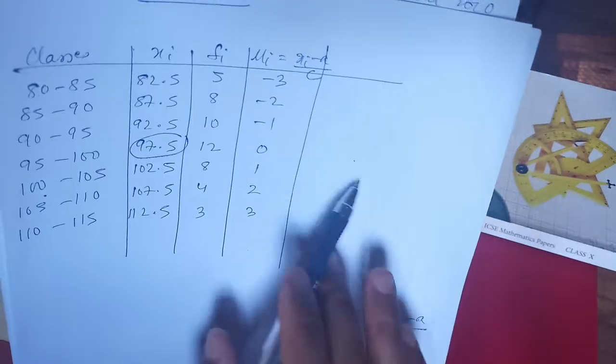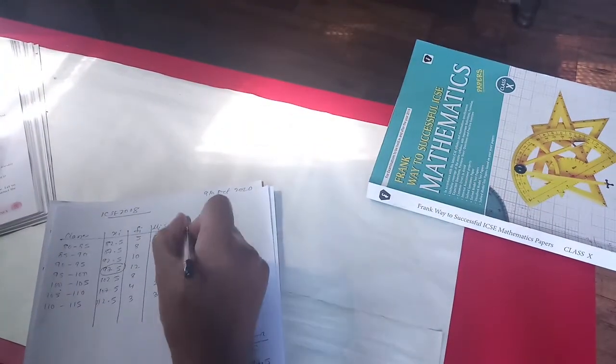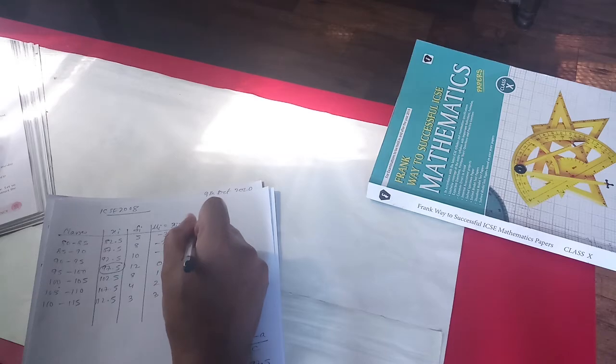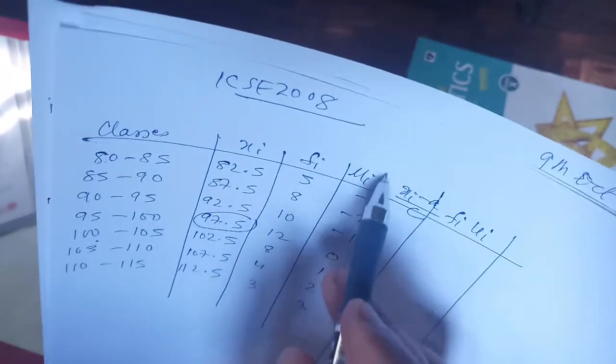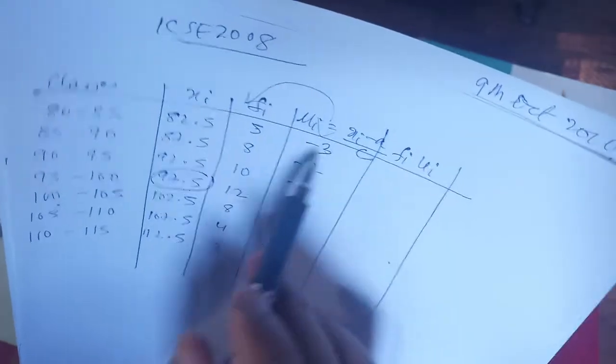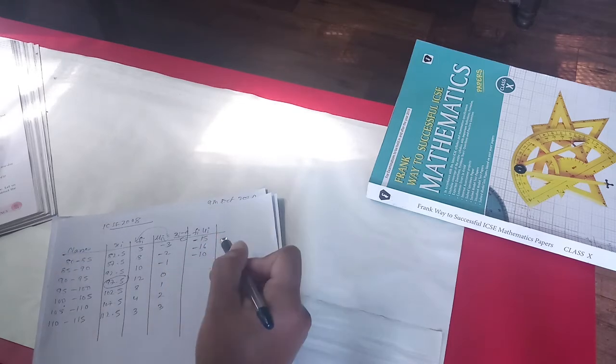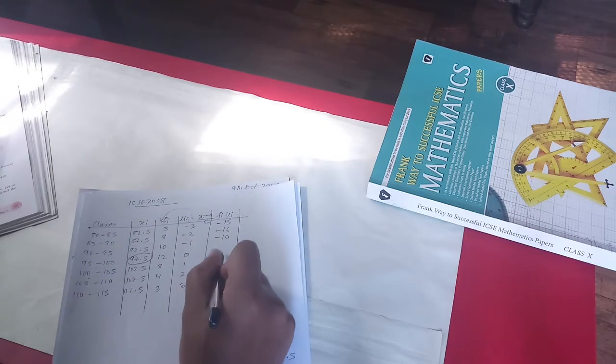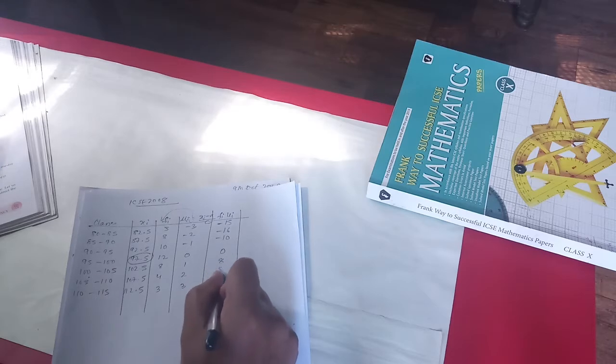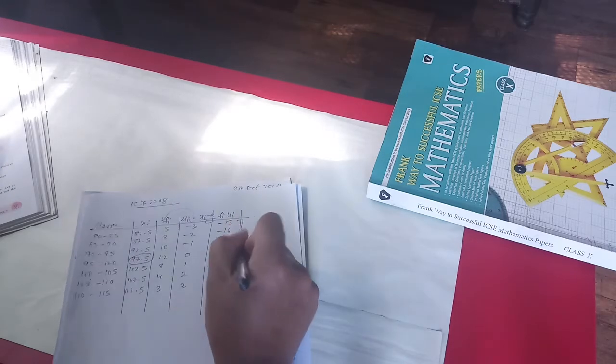Now you have to go to the fourth column. In the fourth column, what you have to do? You have to find Fi Ui. Fi Ui means these two you have to multiply. Go on multiplying. Minus 15, minus 16, minus 10. Then you will get 0, 8 1s are 8, 4 2s are 8, 3 3s are 9.